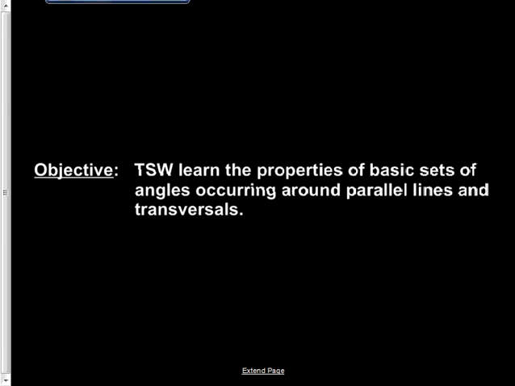Okay, our objective for Wednesday will be: the student will learn the properties of basic sets of angles occurring around parallel lines and transversals. Again, this is for Wednesday, October the 16th. So please copy your objective and the date. As always, press pause anytime you need more time to copy something down, and then hit play when you're ready to move on.